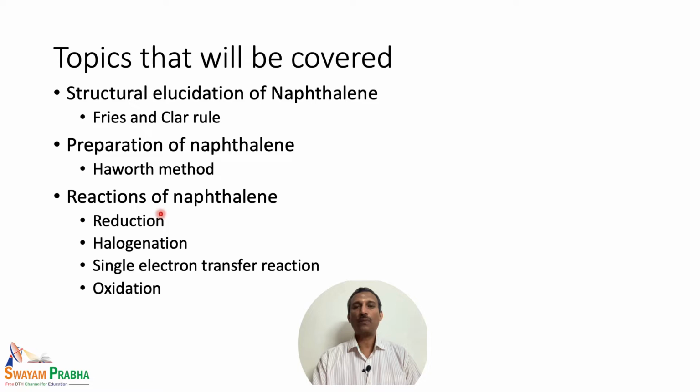So here we will be studying about the reduction reactions of naphthalene. What are the different reduced products which can be obtained from naphthalene? We will study about halogenation reaction. We will also study about single electron transfer reactions. Then we will study about oxidation reaction. So these are all the various topics that will be covered in this particular session.